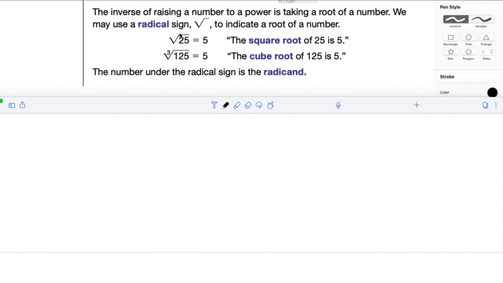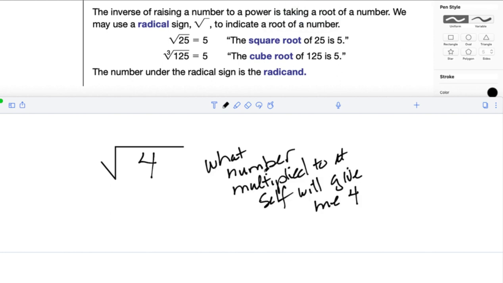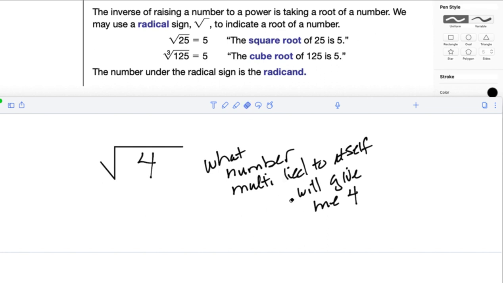So here's a new concept we're going to talk about. It's the radical sign. The radical sign is the symbol that we use. It looks like division, but it's not. That didn't help. It's the symbol that we use to represent undoing something that is squared. So I can talk about the square root of 4. What I'm asking here is, I'm literally asking a question when I see the square root of 4. And that question is, what number multiplied by itself will give me 4?